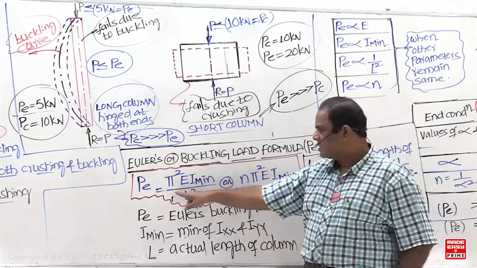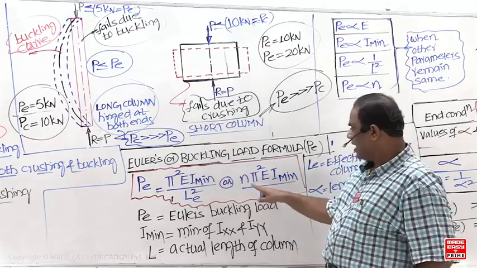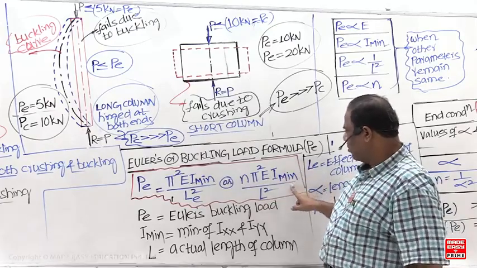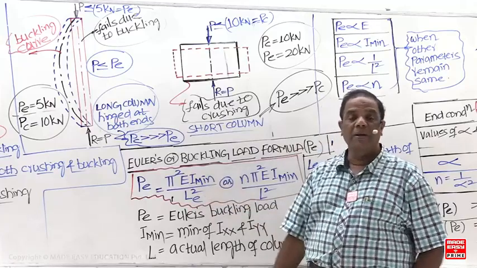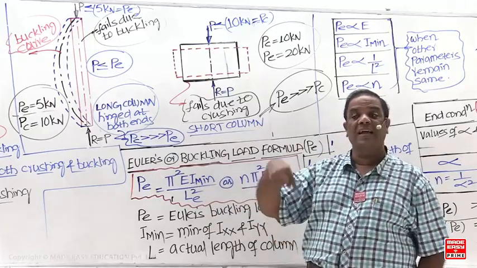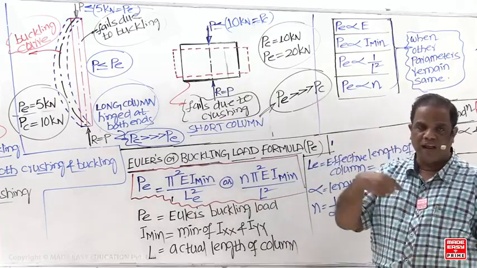PE is equal to pi square E I minimum upon LE square, or N pi square E I minimum upon L square. E is the Young's modulus. I minimum is what now? Minimum of IXX and IYY. Minimum value you have to take.